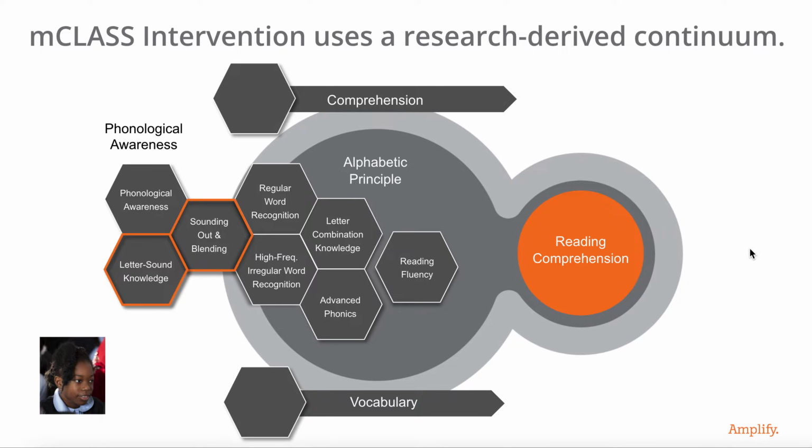After analyzing the student's data, mCLASS Intervention would conclude that the student on the left should work on letter sound knowledge and sounding out and blending. And mCLASS Intervention would conclude that the student on the right should focus on regular word and irregular word recognition to improve their automaticity.